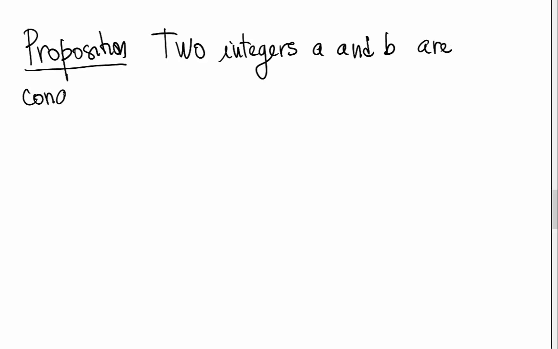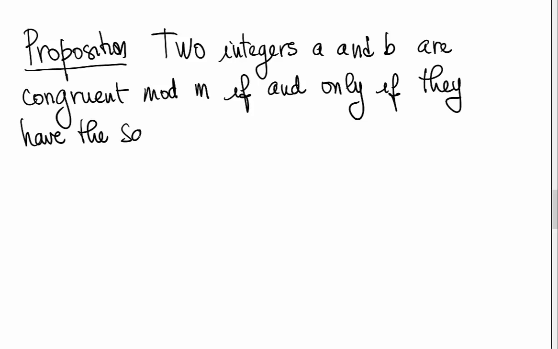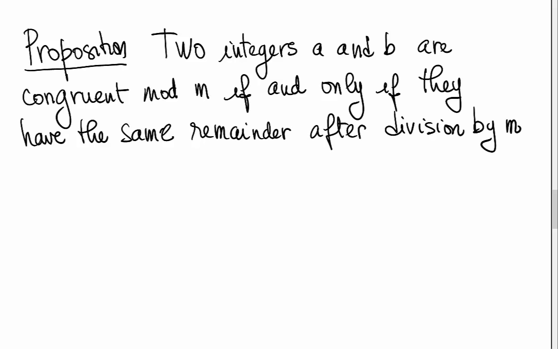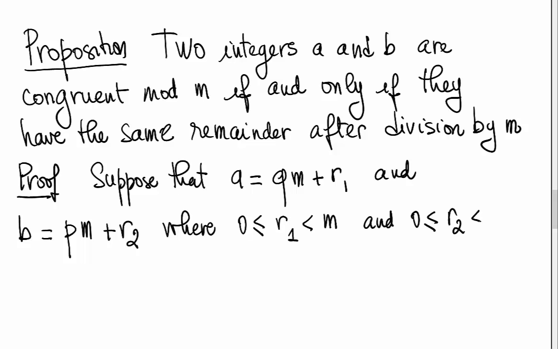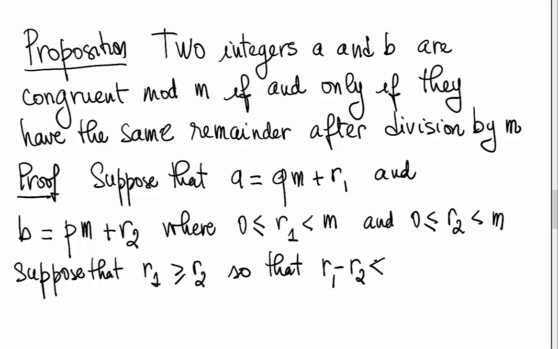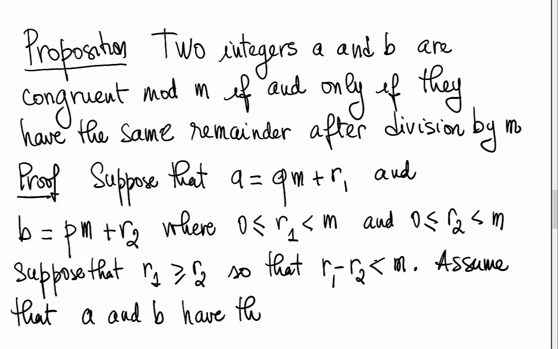Now this leads us to the following proposition. Two integers a and b are congruent modulo m if and only if they have the same remainder after division by m. Here's the proof. Suppose that a is equal to qm plus r1 and b is equal to pm plus r2. So we essentially perform Euclid's algorithm on a and b. Then we may assume that r1 is greater than or equal to r2. So that tells us that r1 minus r2 is less than m, and that's a non-negative number.